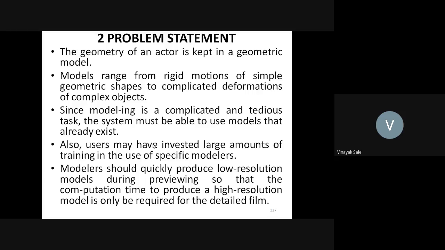So, the geometry of an actor is kept in a geometric model. The models range from rigid motions of simple geometric shapes to complicated deformations of complex objects. Since modeling is a complicated and tedious task, the system must be able to use models that already exist. Also, users may have invested large amounts of training in the use of specific modelers.